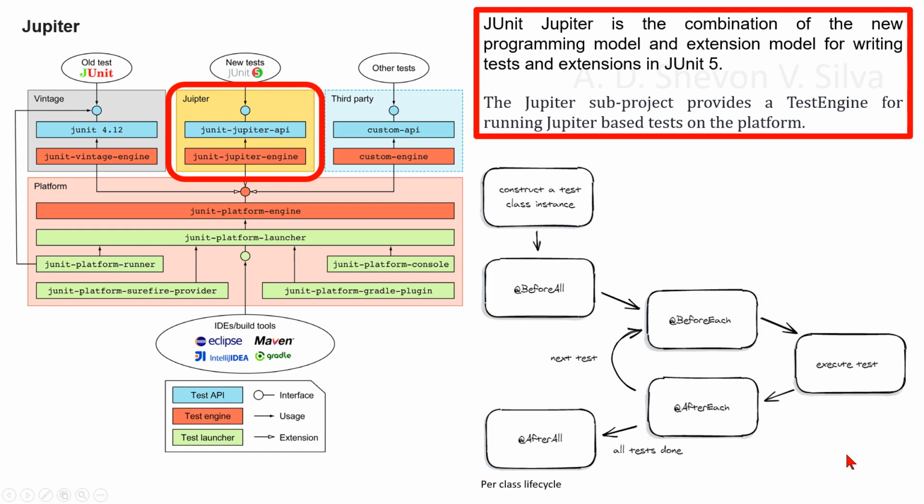Here you can see a per class lifecycle, or test instance per class. It is also possible to make JUnit execute all test methods in the same test instance. If we annotate the test class with @TestInstance(Lifecycle.PER_CLASS), JUnit will create a new test instance once per test class.